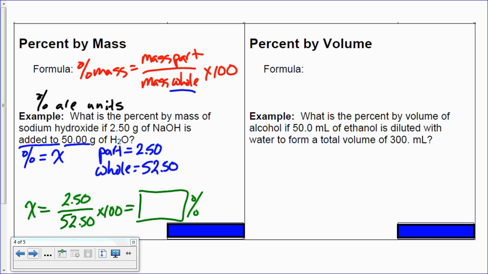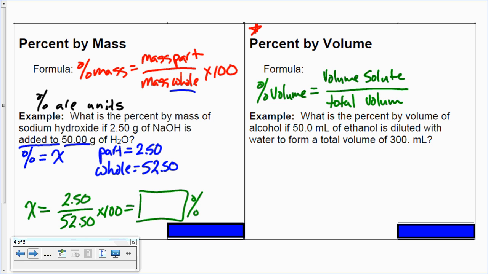Now this is the only equation that's not on our table T, but it's identical to the percent by mass, except that we say percent by volume equals the volume of solute divided by the total volume. So in this case, we use the total volume instead of the mass of the whole. And to get the percentage, you got to multiply by 100.